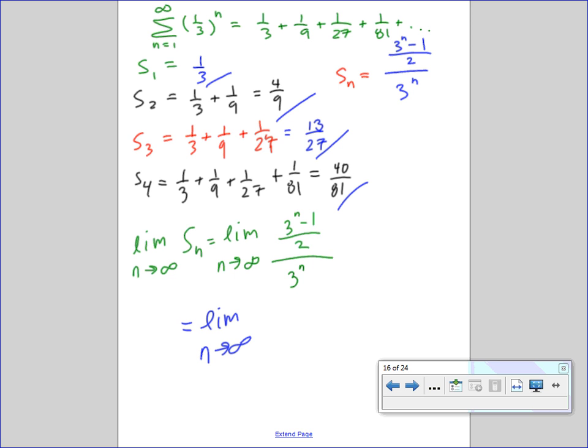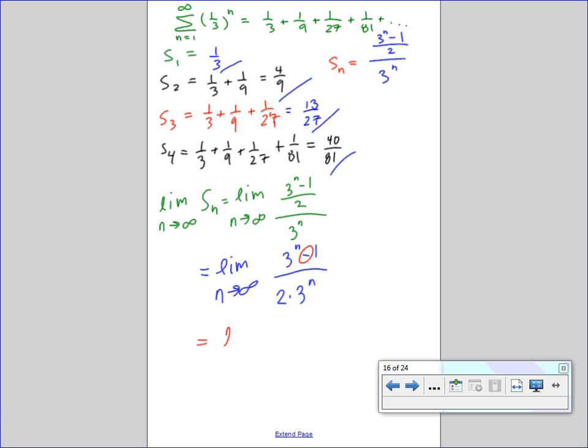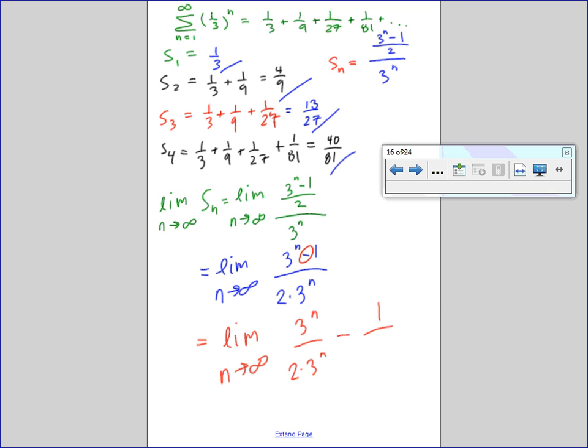So how can I algebraically manipulate this? Right now it's going to infinity over infinity, which is indeterminate. So let's algebraically rewrite. I can keep the 2 down at the bottom and make this 3 to the n minus 1 all over 2 times 3 to the n. Dividing by 2 is the same as multiplying by 1 half. And now we can use our sum or difference in the numerator. Do you guys see that? We break this up into a difference of fractions with the same denominator, so I get 3 to the n over 2 times 3 to the n, minus 1 over 2 times 3 to the n.